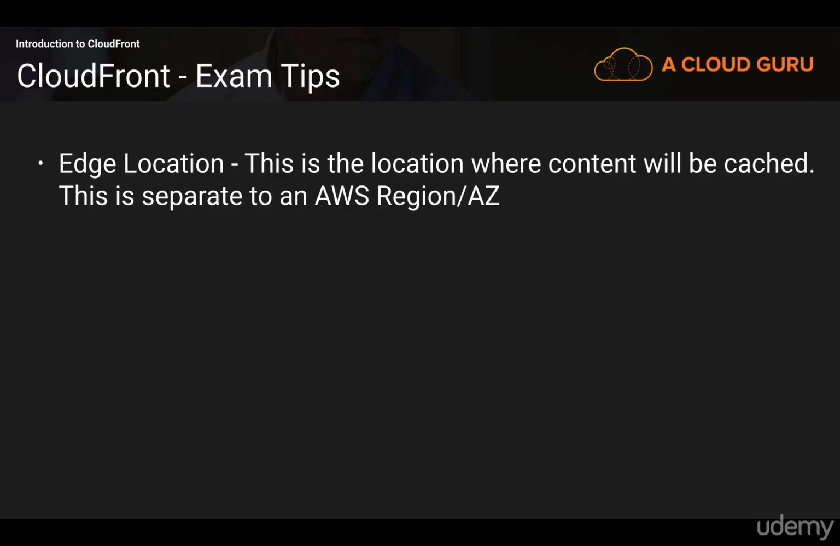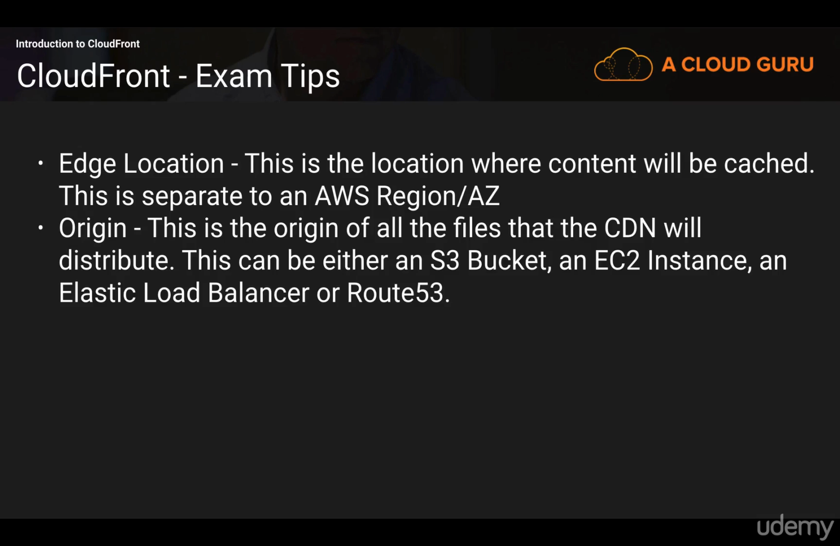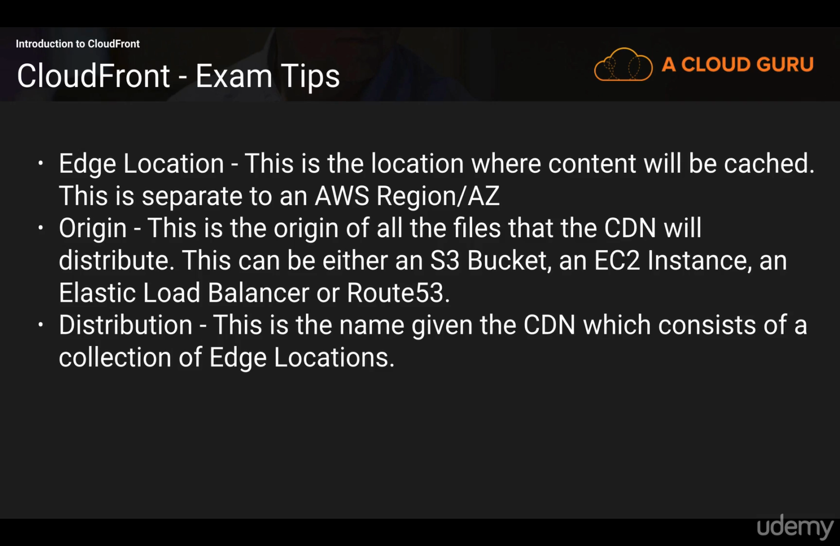So my exam tips going into the exam: understand what an edge location is. This is the location where content is going to be cached. This is separate to an AWS region or availability zone. Remember, there's over 50 edge locations currently in the world. Origin: this is the origin of the files that the CDN will be distributing. This can either be an S3 bucket, an EC2 instance, an Elastic Load Balancer, or Route 53. And remember that an origin does not even have to be with AWS. You can have your own custom origin servers. A distribution is the name that's given to the CDN, which consists of a collection of edge locations, and we will create a new distribution in the next lab.